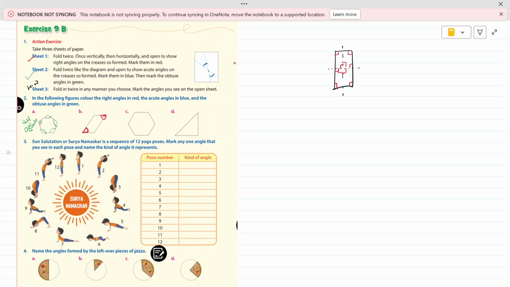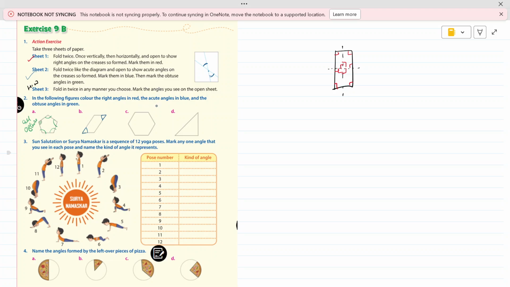And now coming to, okay, sorry kids, we have to mark the acute angles in blue. So I'm erasing it and I'm taking blue color to mark the acute angle. This one is acute angle and this one is also acute angle. Okay, now right angle. So there is no right angle because no two lines are completely straight.